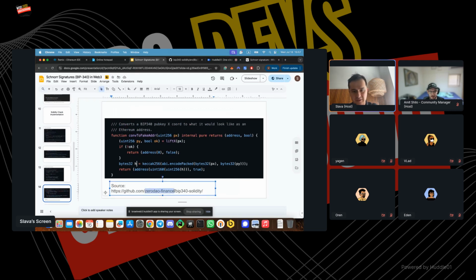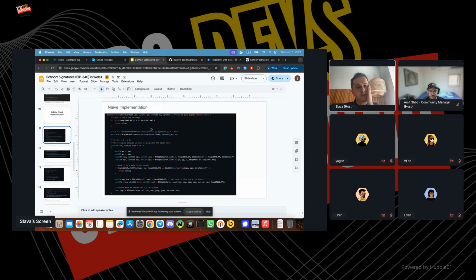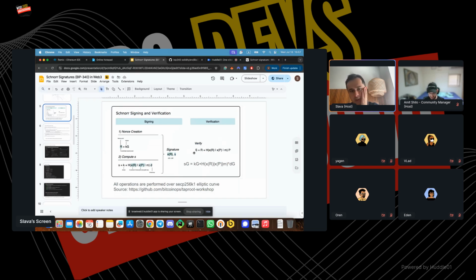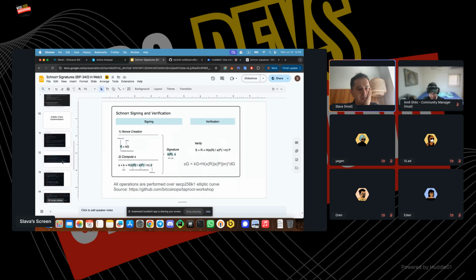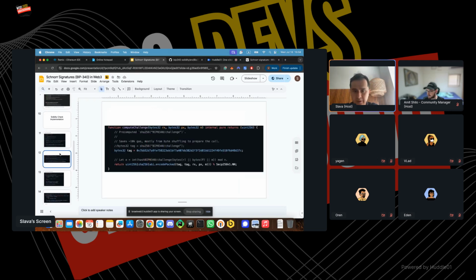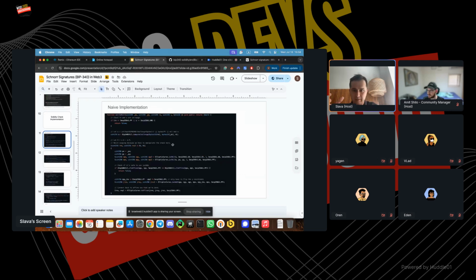First of all, let's see how Schnorr signatures can be checked in the naive way. The naive way is just using the formulas from here, and we use this formula to verify. Here is the implementation, and I'm going through it very briefly. First, we compute the challenge. Compute challenge is a function here. Basically, it's a hash value of the nonce point, public key, and message. So the message is bound to the signer and to the nonce point that is generated.